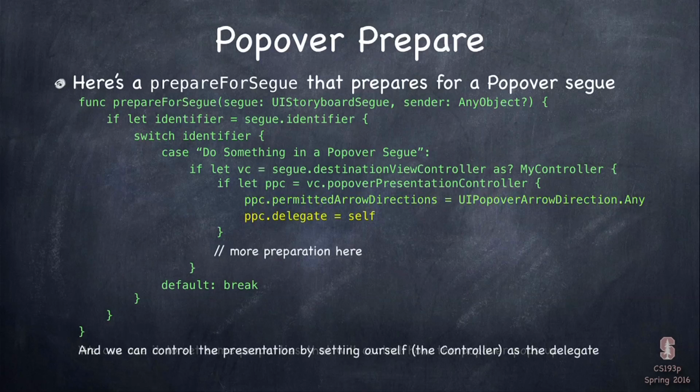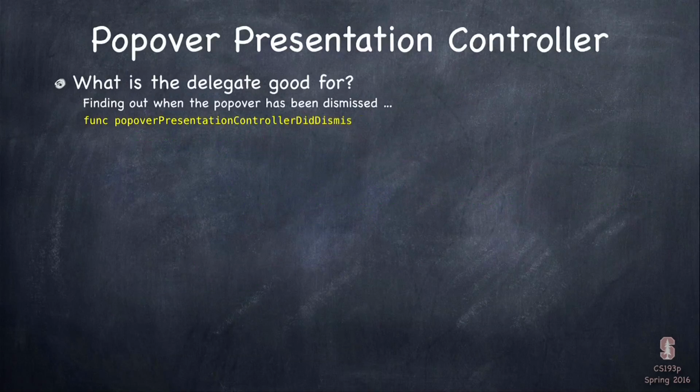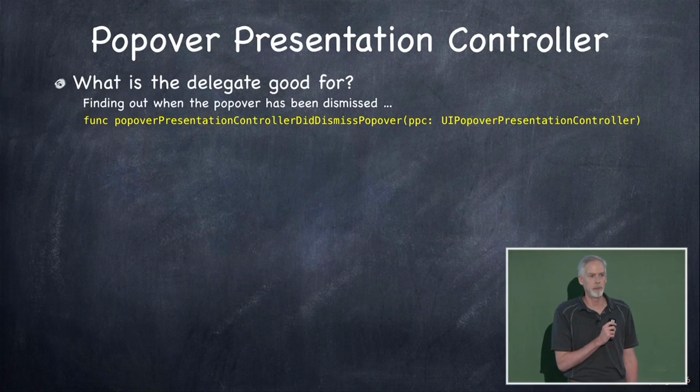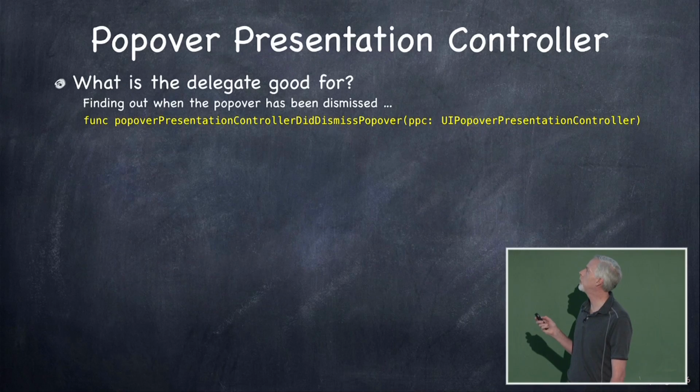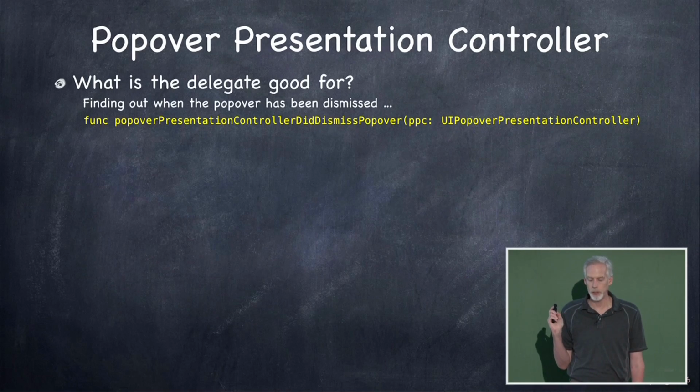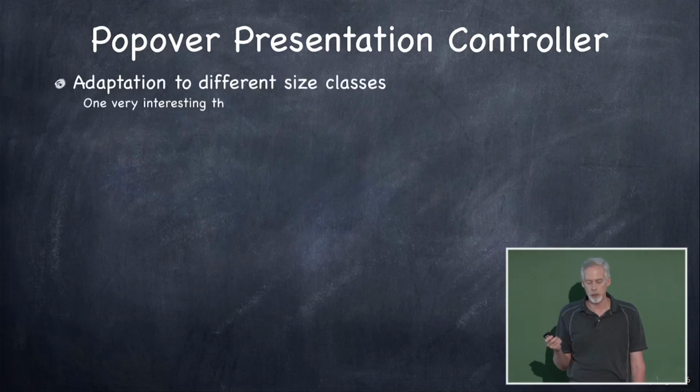All right, now also importantly, we can set that presentation controller's delegate. Okay, and with that delegate, we control a little bit more about how the popover works. So let's talk about that. What can we do with the delegate? One thing we can do is find out when that popover was dismissed. Okay, so the delegate will be sent this message: popoverPresentationControllerDidDismissPopover. So that's nice to be able to know when that popover was dismissed.